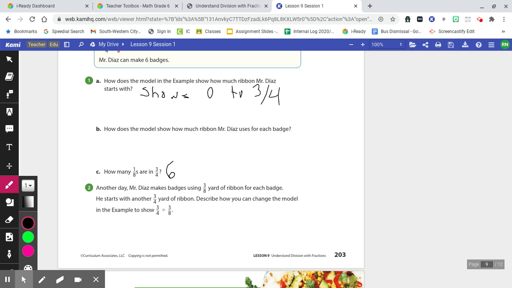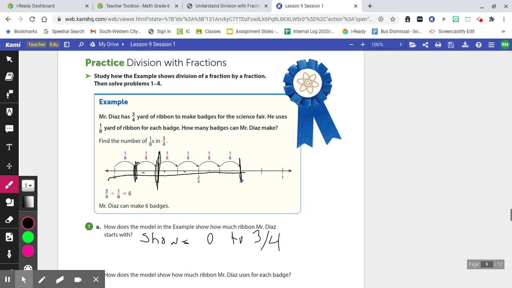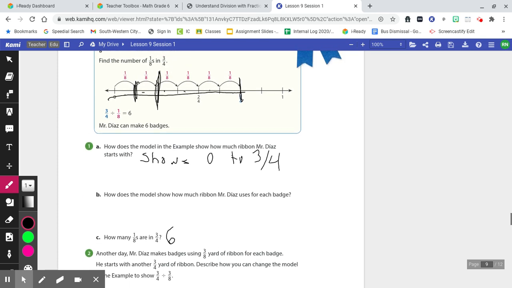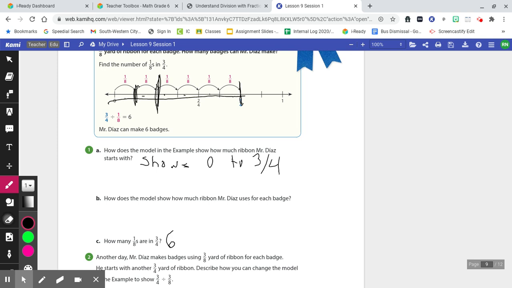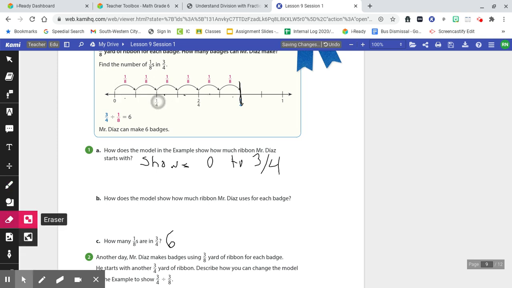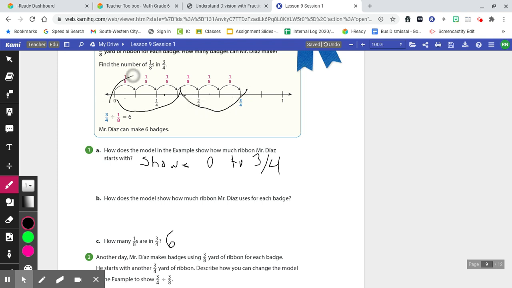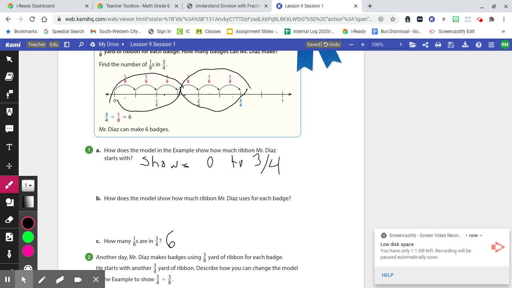You would jump 3/8 from 0 to 3/8, then jump 3 more 8ths from 3/8 to 6/8, or 3/4. The arrows show 2 groups of 3/8 in 3/4. So I don't know if you got all that. We're looking at 3/8. If I jumped 3/8, here's 1, here's 2. That's how my model would look if I had done that.